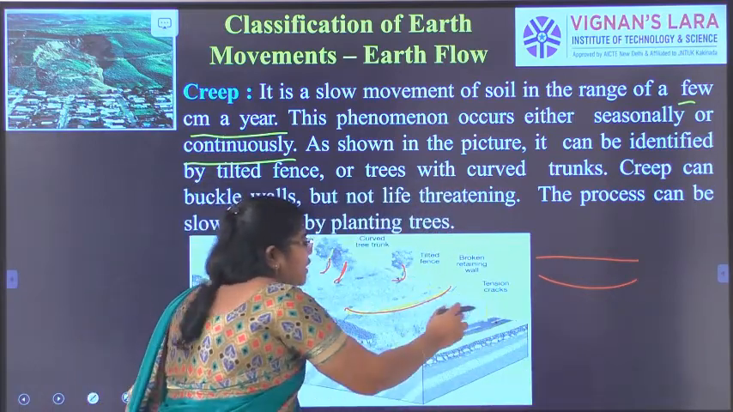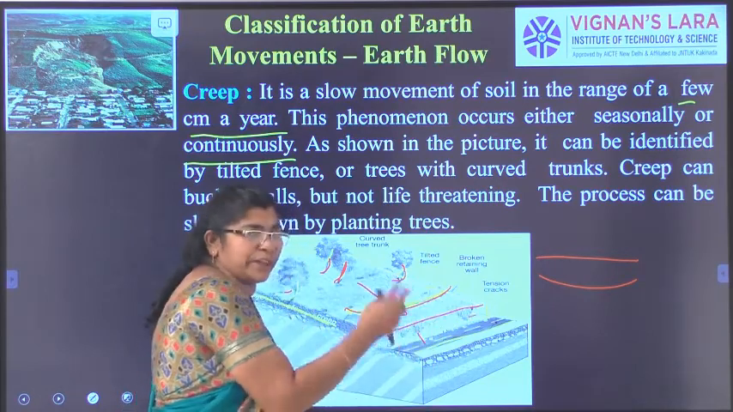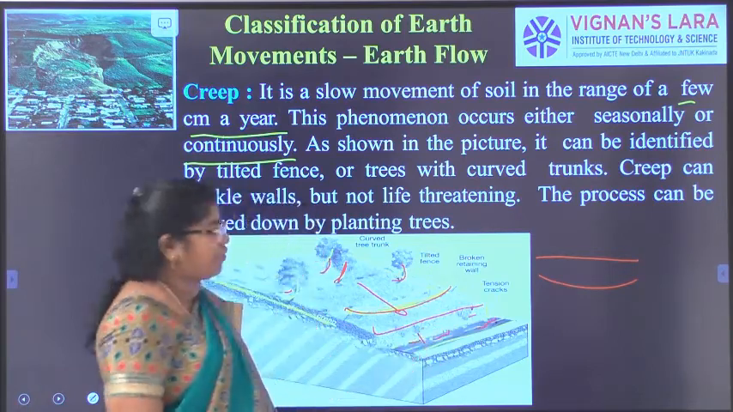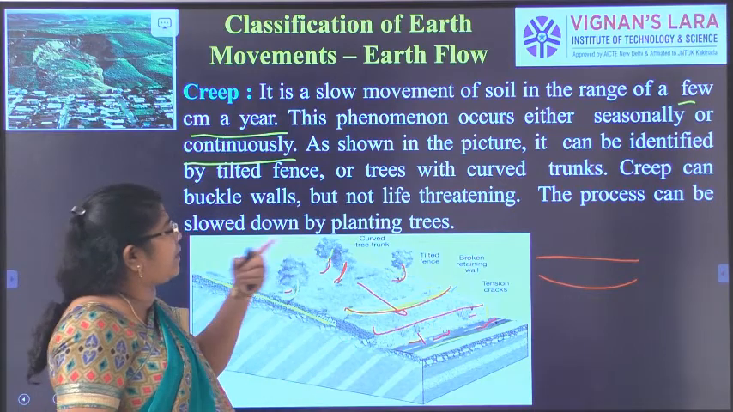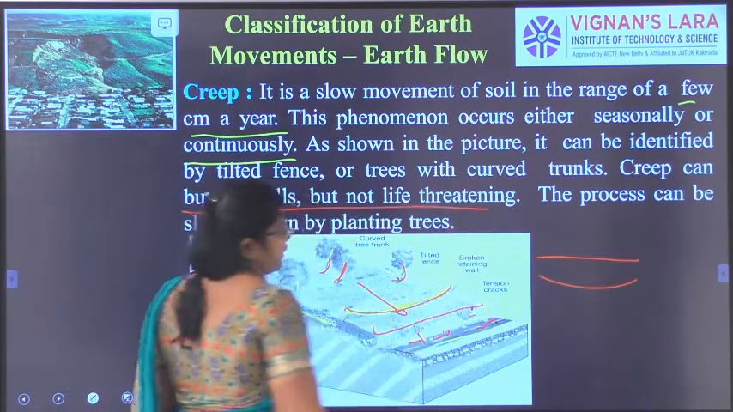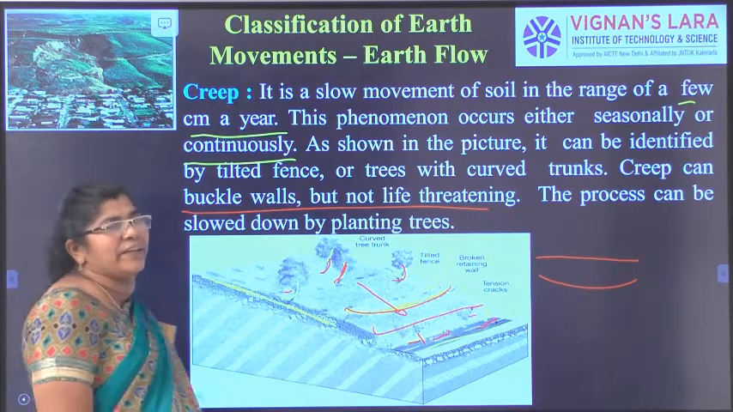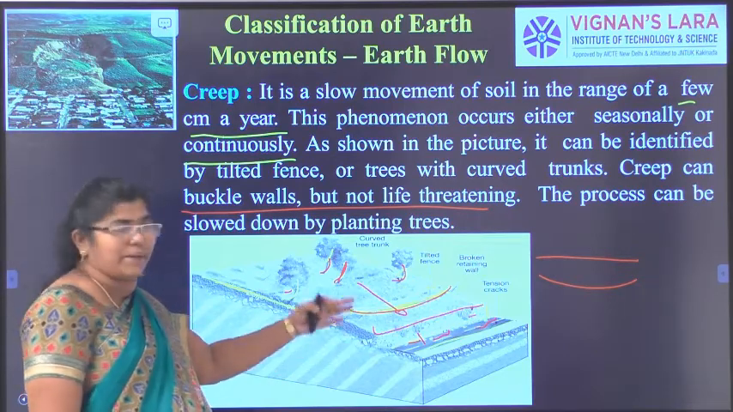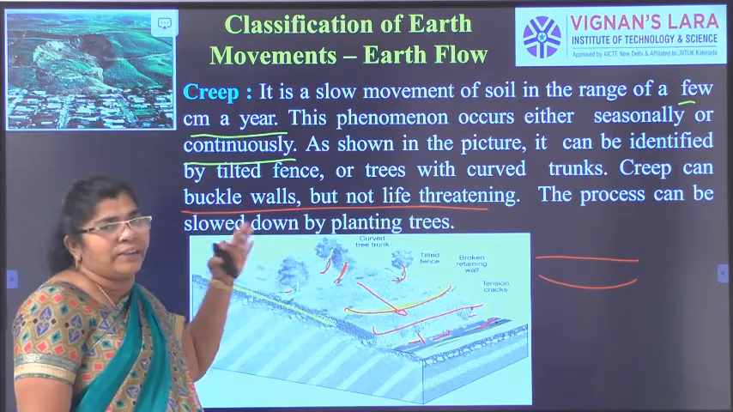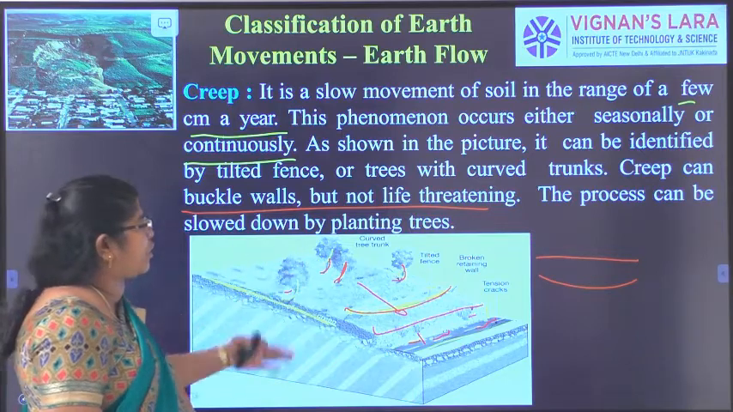The retaining wall which retains the earth's surface from falling down will be broken, or some retaining wall will be falling down, or some tension cracks will be there in the surface of the road. All this determines that there is creep taking place. Creeps can buckle walls but are not life-threatening. We can sufficiently take care of this creep. If we see that there is a creep, we can go in for a retaining wall, we can go for stability of structures, and we can take care of the creep. Preventive measures can be done, mitigation can be done in order to safeguard.